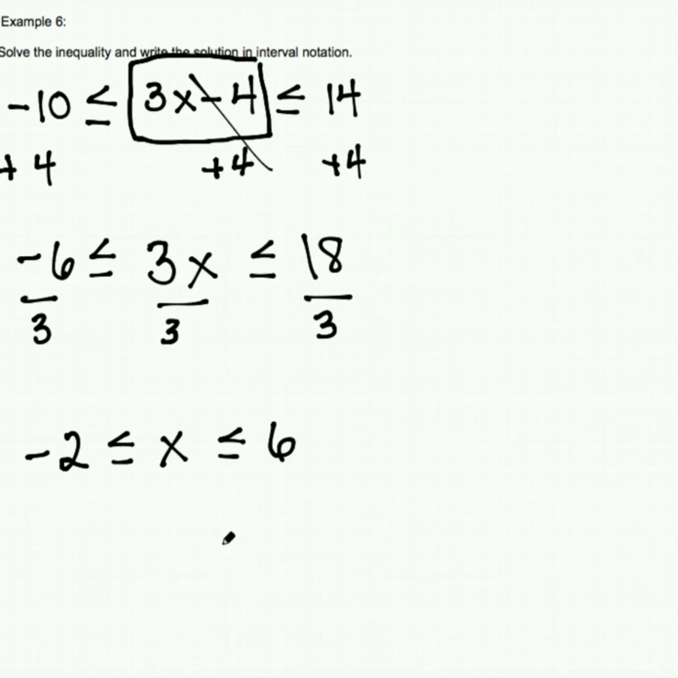For these, you don't even have to worry about graphing. This makes our lives pretty easy, going straight to interval notation. What this is saying is that x is between negative 2 and 6, and we're going to include negative 2 and 6 because we have less than or equal to for both of them. So my solution is negative 2 to 6, and both of them get brackets.